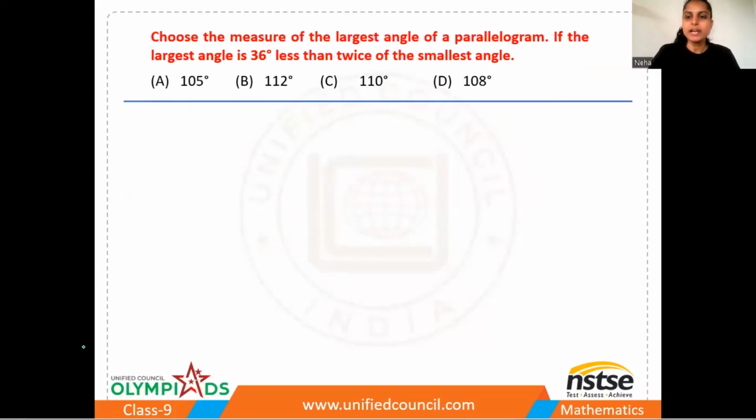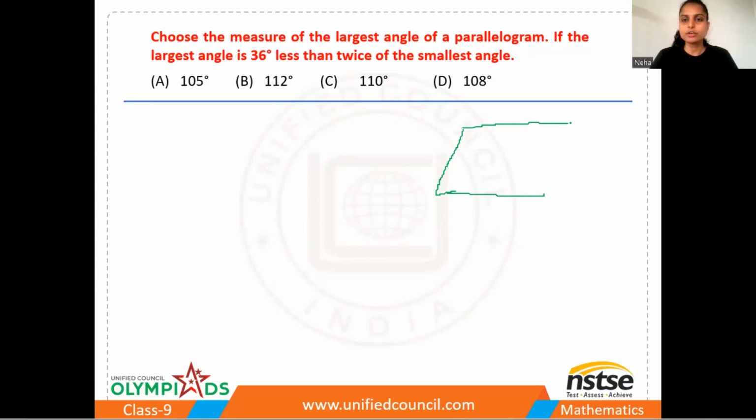Perfect. Now let me show the next question, students. So here is the next question. In the next question, they are saying to choose the measure of the largest angle of a parallelogram. Okay, here they are talking about a parallelogram. So let me draw a parallelogram here, students.